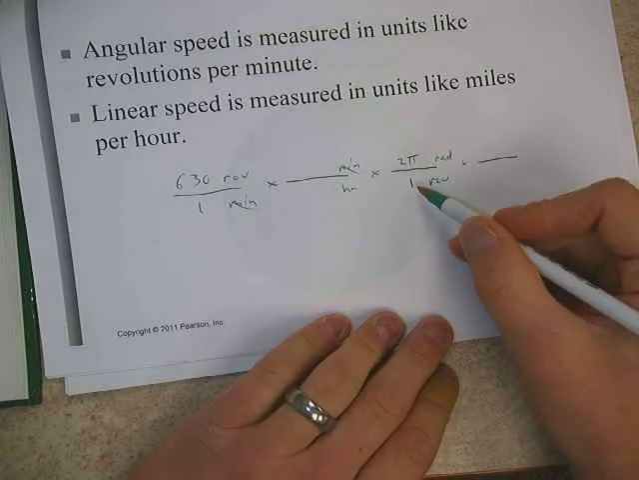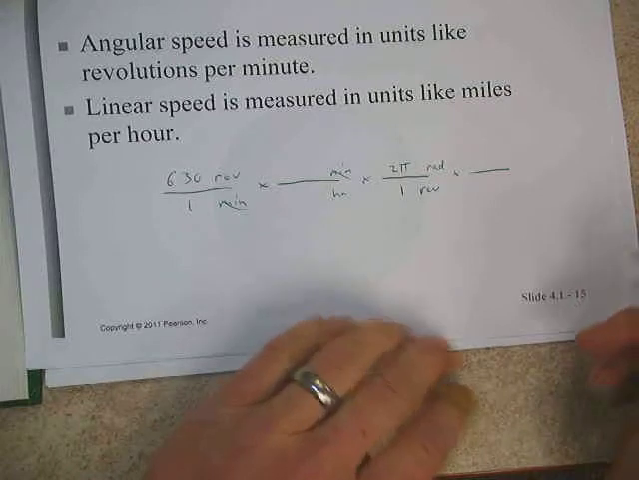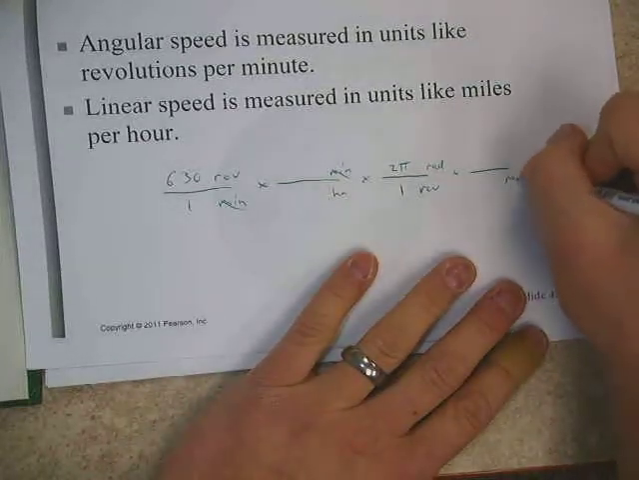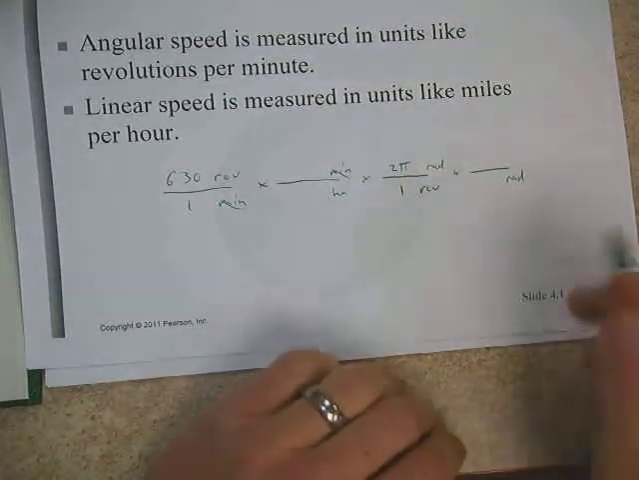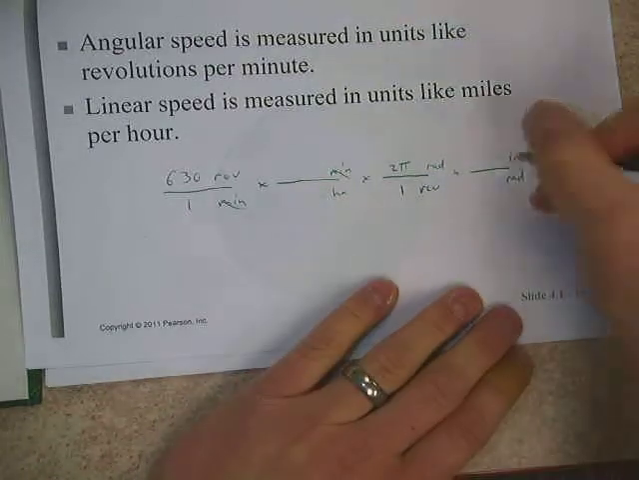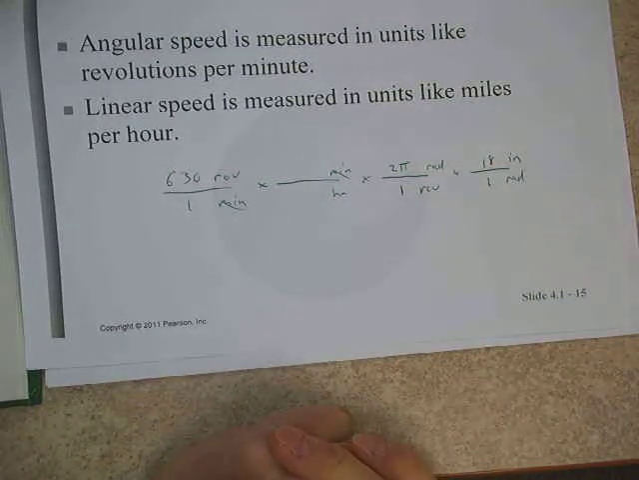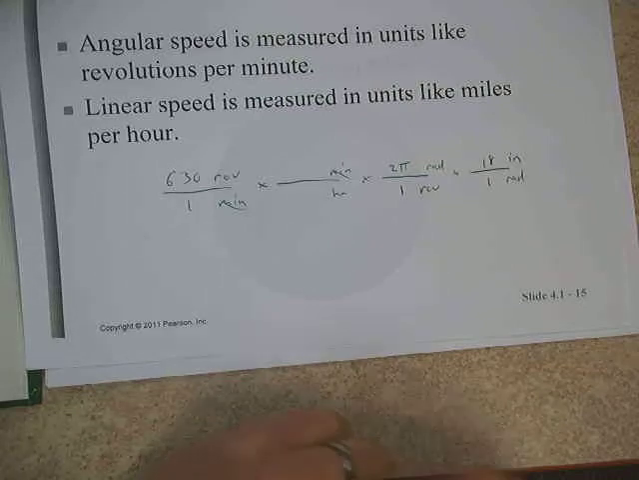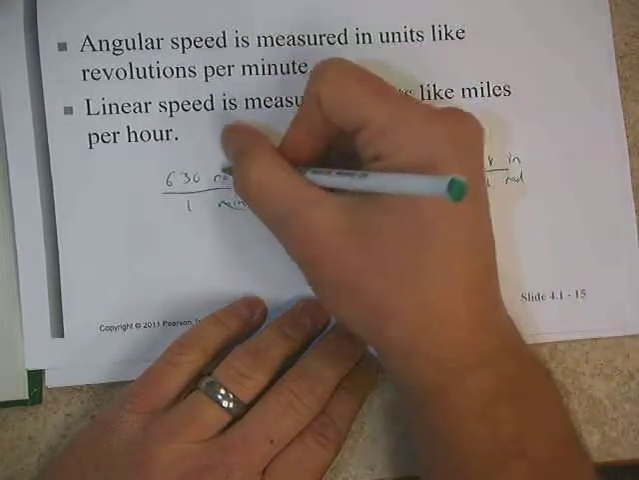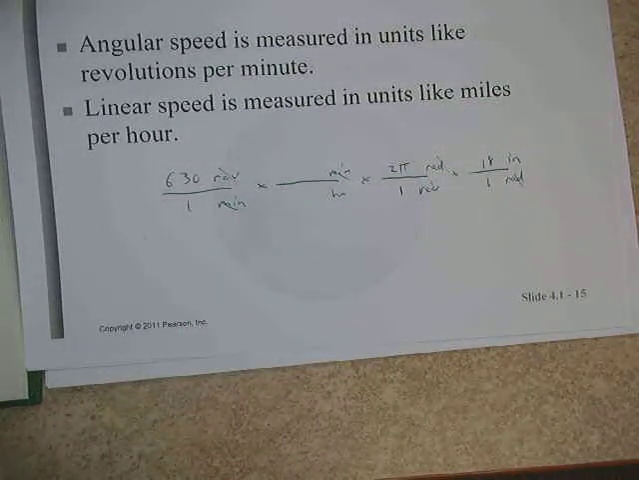Okay. All right, so we're going to go 2 pi radians for 1 revolution. And then here's where we bring in the actual size of the tire, because this ultimately is true for a circle of radius 1. 1 revolution is going to be 2 pi radians. And if it's a bigger circle, we don't want radians either way, so we're going to get rid of radians and bring in the linear unit of inches. In our case, 1 radian is going to be equal to 18 inches. That is the radius of the tire.